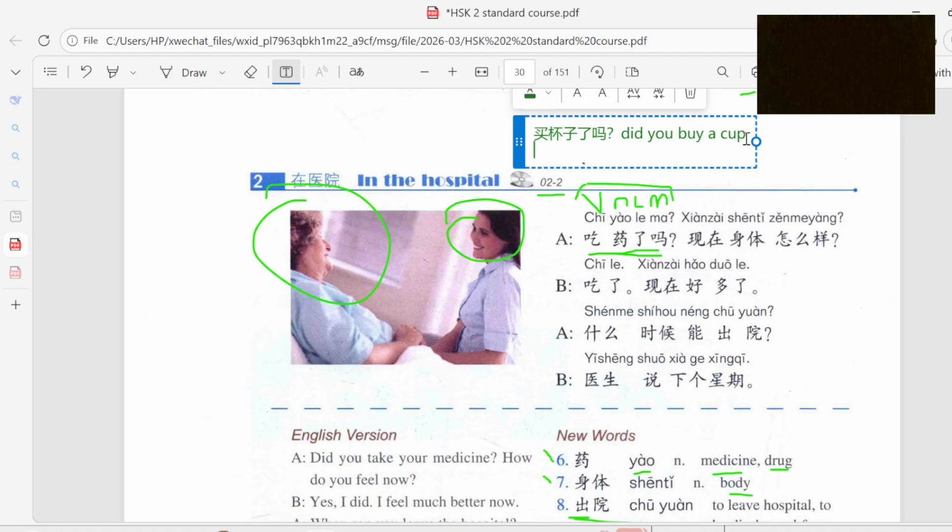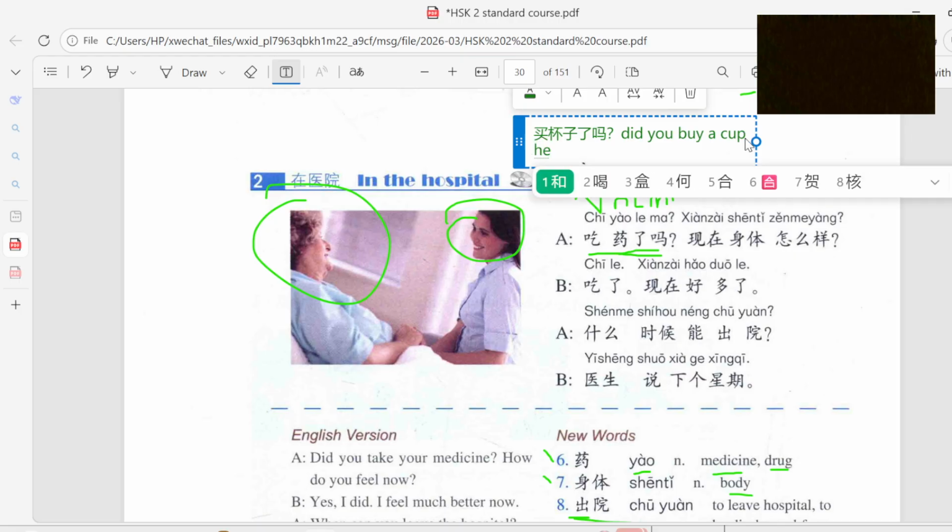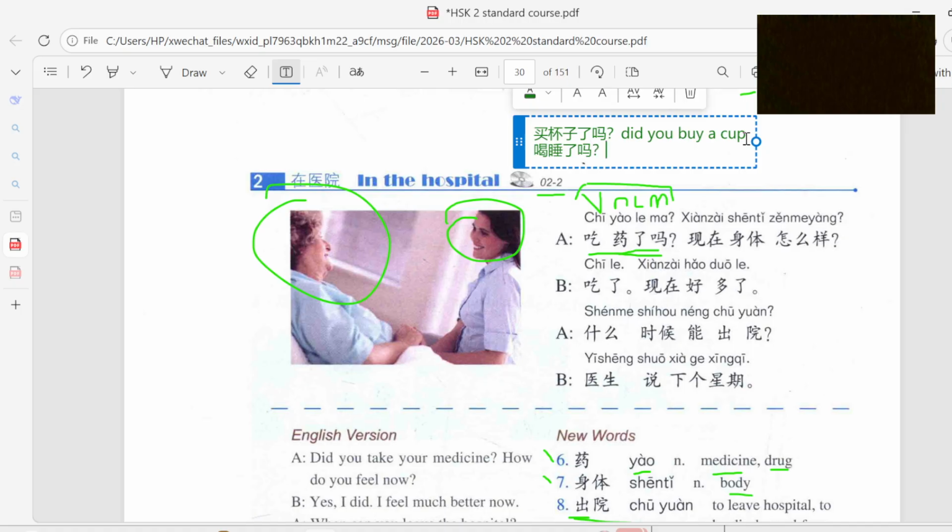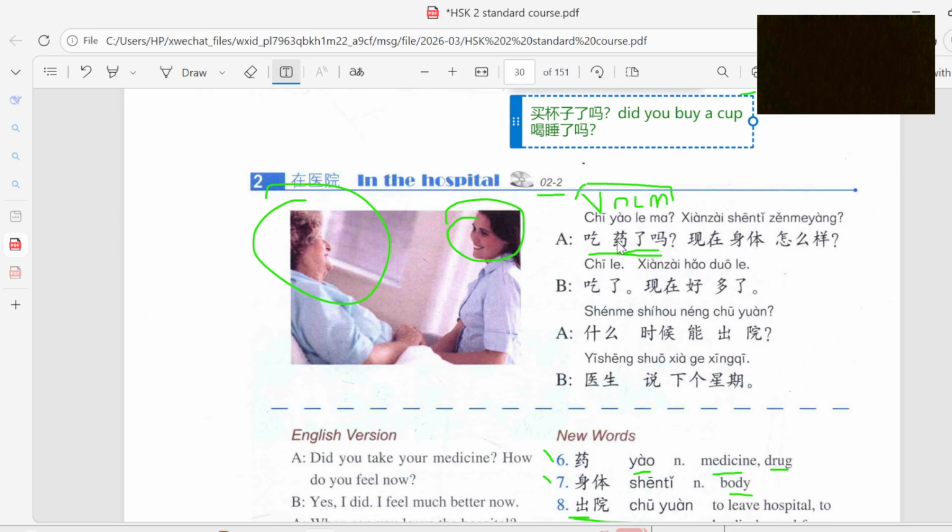Let's say you want to ask someone if they drank water. So how do you say drink in Chinese? 喝水了吗? 喝水了吗? Did you drink water? Alright. You can replace this yao also with food. 吃饭了吗? You're asking the person if they ate food. 吃饭了吗?